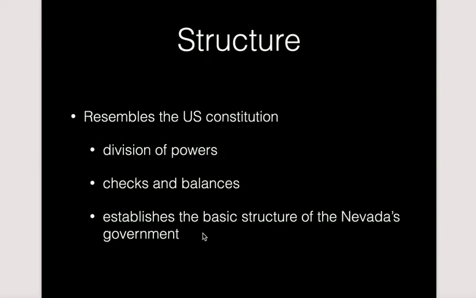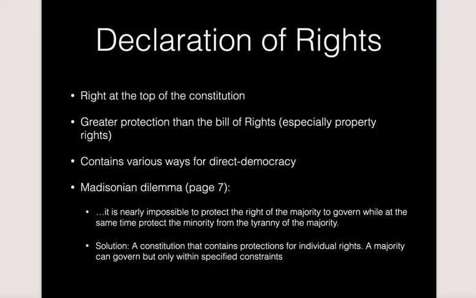The structure is similar to the U.S. There you see the division of powers, the checks and balances, and it establishes a basic structure for Nevada's government. The Declaration of Rights, like I said, is right at the top of the Constitution. There's greater protection for especially property rights. We have various ways of direct democracy, like I told you before, referendum and initiative.